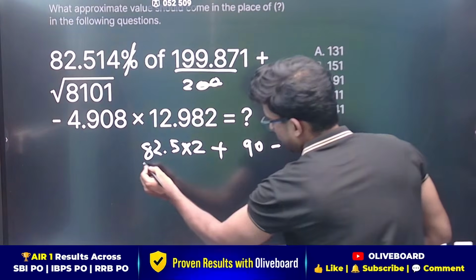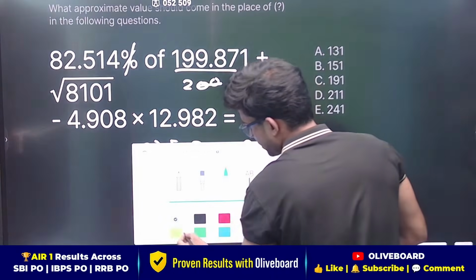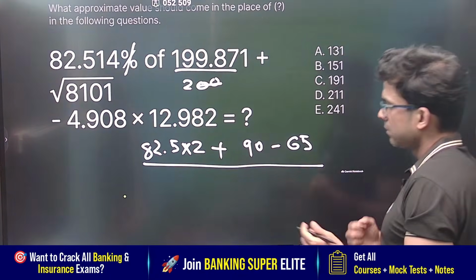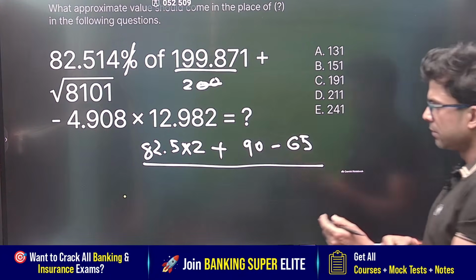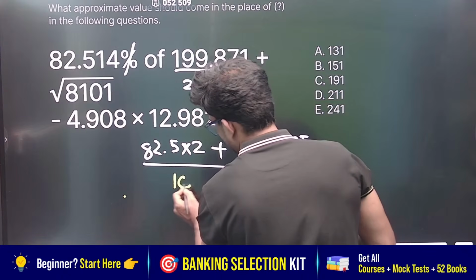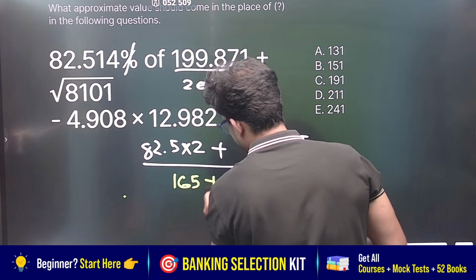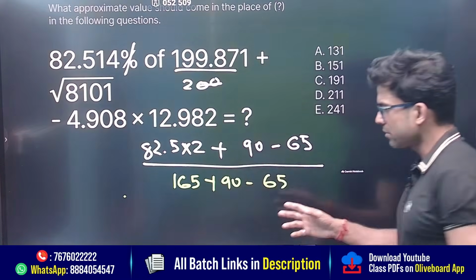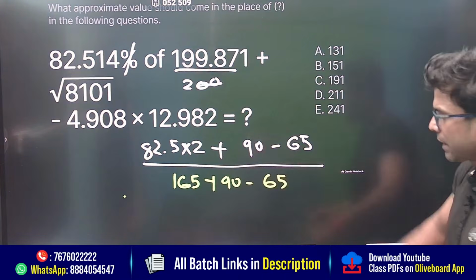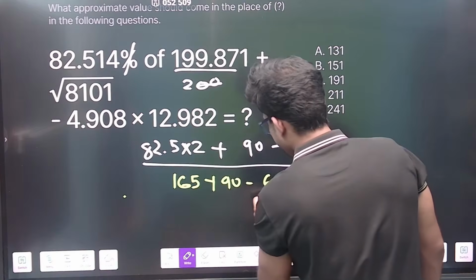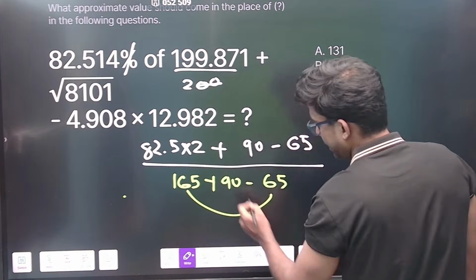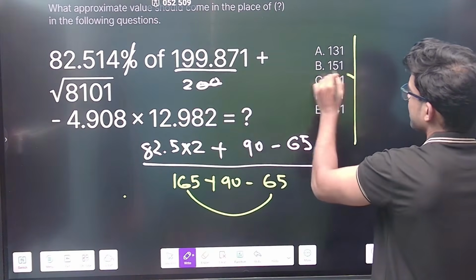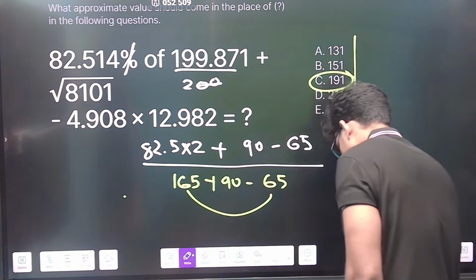Correct. You all have understood this line. Let me go for 82.5 into 2, which is 165. Make sense, no? Now you can do it either way: 165 plus 90 minus 65, or you can solve it like 100 plus 90 is 190. So 190 is the answer, but because this is an approximation, the answer would be 191.